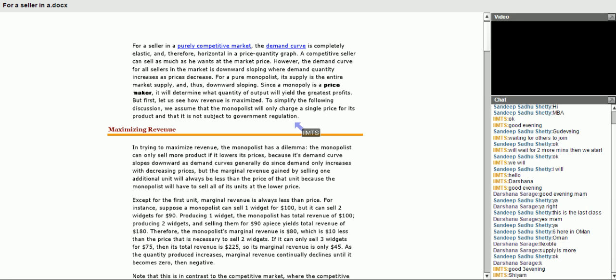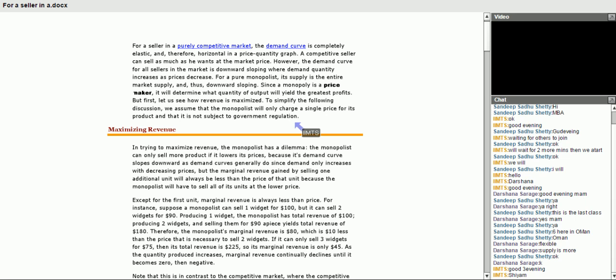So it will be a curve much above the market demand, and it will be touching the marginal cost curve. This is marginal cost, this is total cost, this is demand, and this is marginal revenue. Okay, so this is the point at which marginal revenue and marginal cost are equal. They are touching each other.